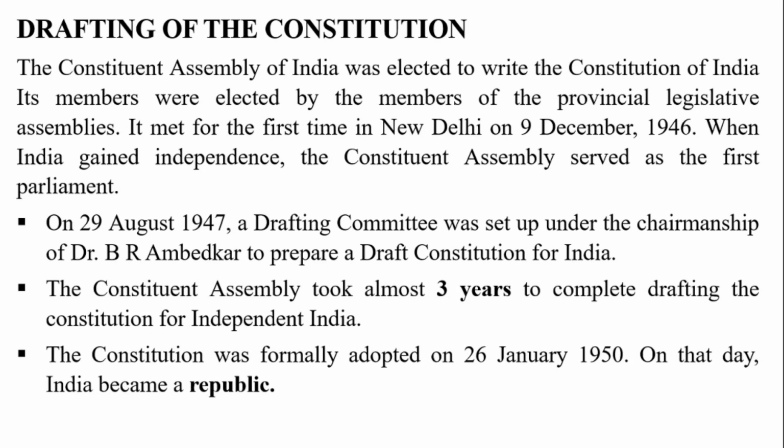Next, we are going to study what we mean by the drafting of the Constitution. The Constituent Assembly of India was elected to write the Constitution of India. Its members were elected by the members of the Provincial Legislative Assemblies. It met for the first time in New Delhi on 9 December 1946. When India gained independence, the Constituent Assembly served as the first parliament. On 29th August 1947, a drafting committee was set up under the chairmanship of Dr. B.R. Ambedkar to prepare a draft of the Constitution of India.